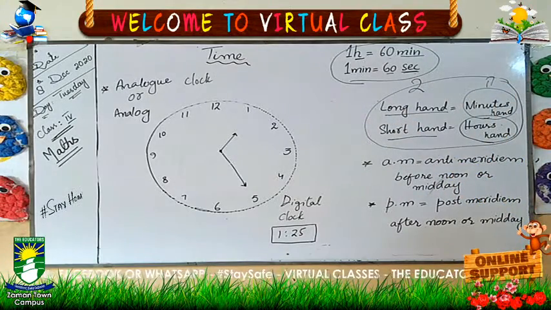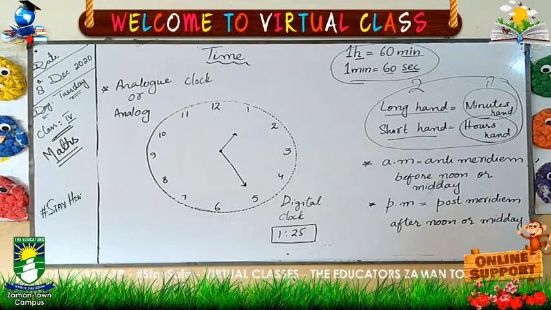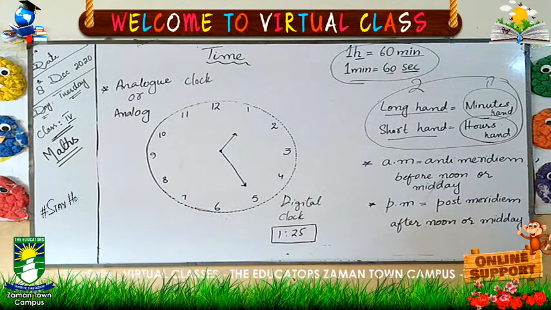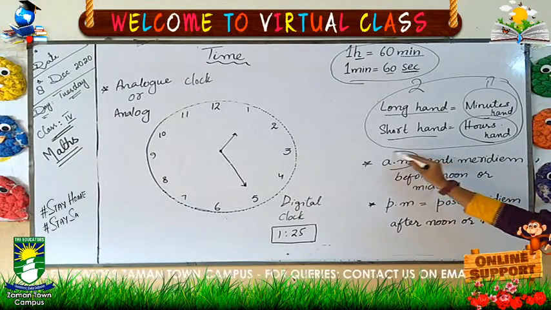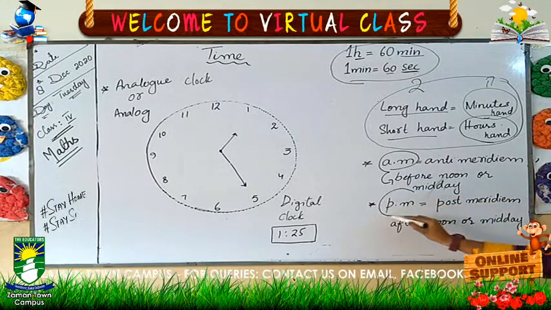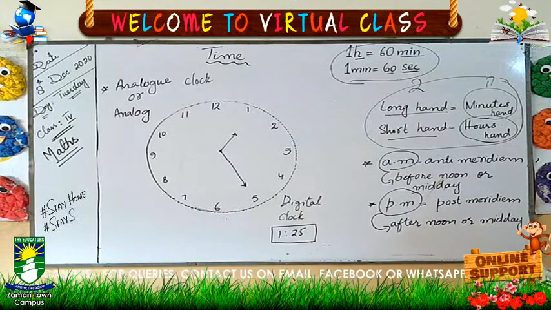One thing, usually you have seen AM and PM. What does it mean? AM means ante-meridiem. It means before noon or midday. PM means post-meridiem. It means afternoon. So AM means before noon, and PM means afternoon. Well, let's come to the clock.